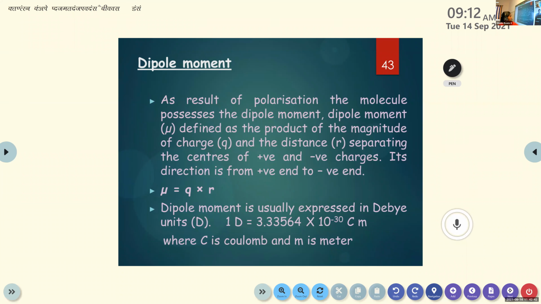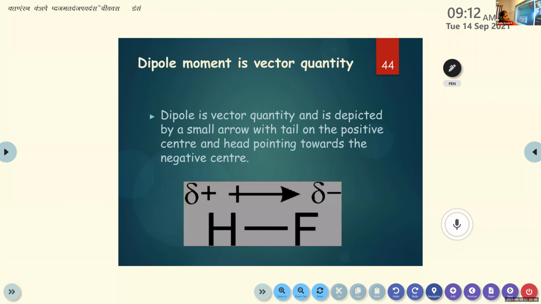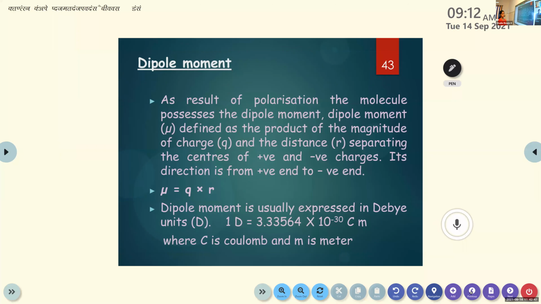So next comes this dipole moment. Okay, dipole moment. There is another new term. As a result of this polarization, meaning the attraction of the shared electron pair towards the electronegative atom, the molecule possesses the dipole moment. Dipole moment is represented as mu. That's the symbol of dipole moment.